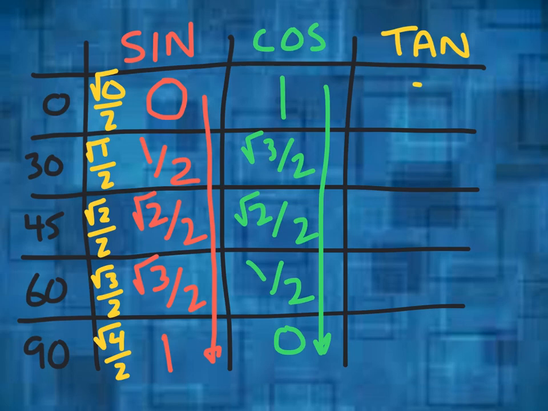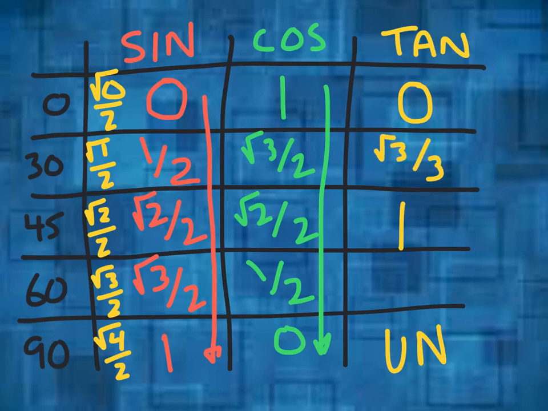Remember, tangent is slope, so we had a 0 at 0, we had 1 at 45, and we were undefined at 90. The only thing that I feel you actually memorize is these two, which is square root of 3 over 3 and the square root of 3. To me, in the entire chart, the only ones I have to memorize are those two, and everything else fills itself in. This chart becomes huge to refer to, and we'll do a couple of quick questions now.